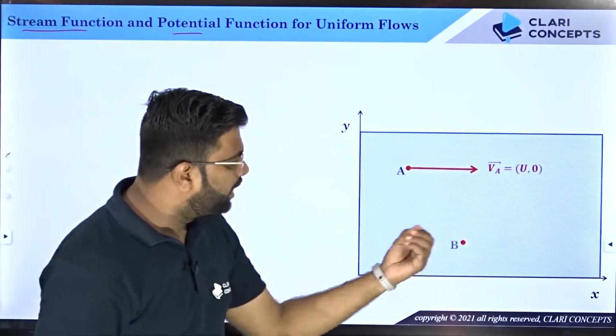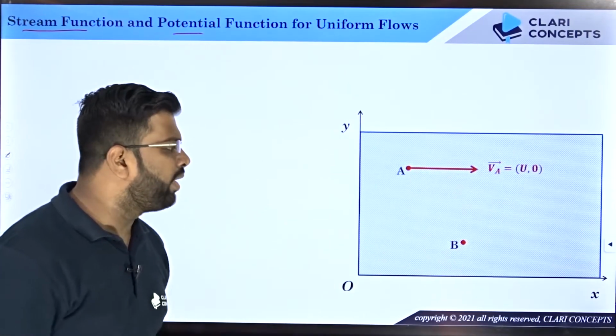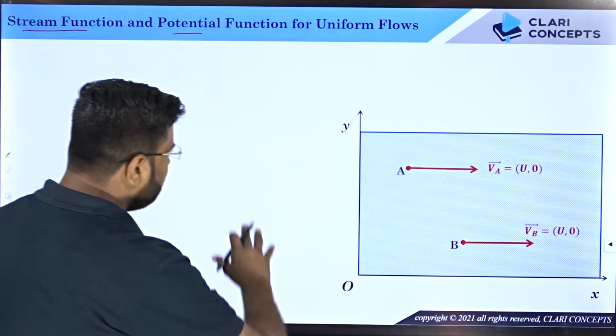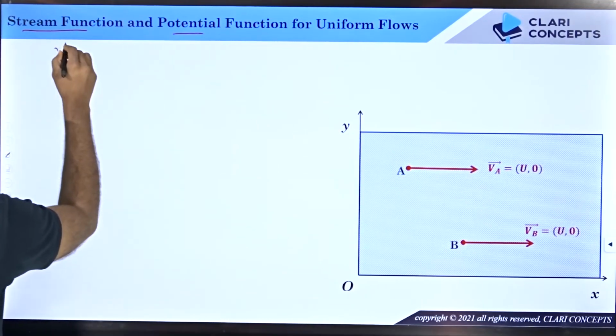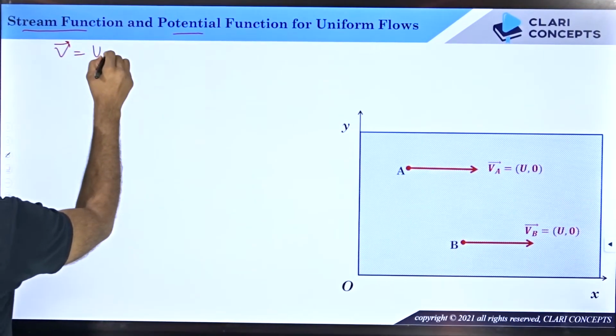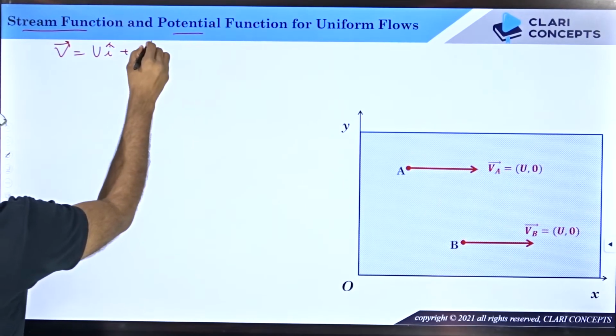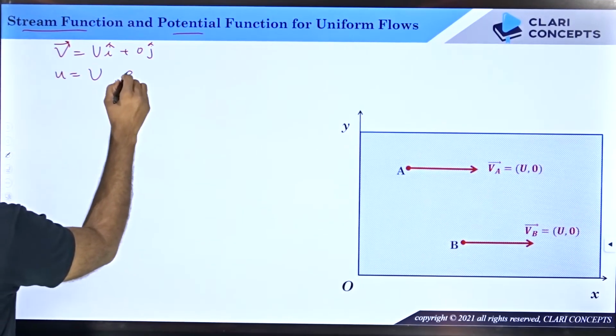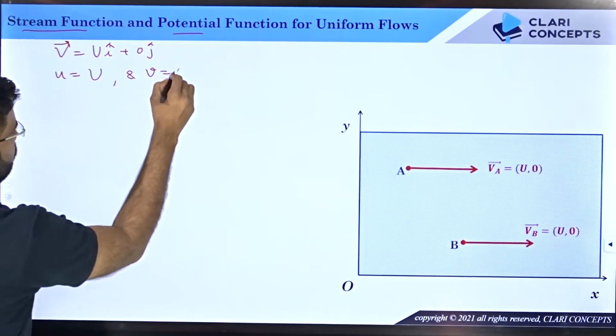So you take any point, let's say B, and if you find out the velocity vector at point B, you will get the same velocity values, U comma 0. That means this is the flow where the flow field is V equals Ui plus 0j. That means your small u is equal to the constant capital U and your small v is equal to 0.